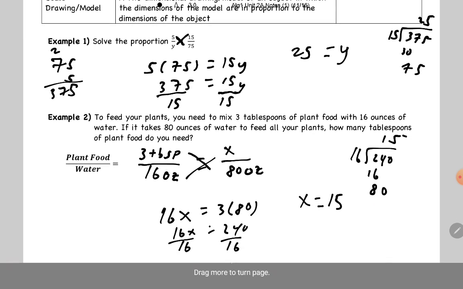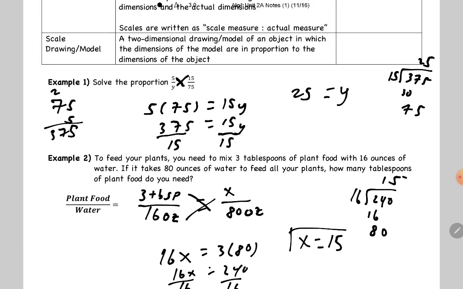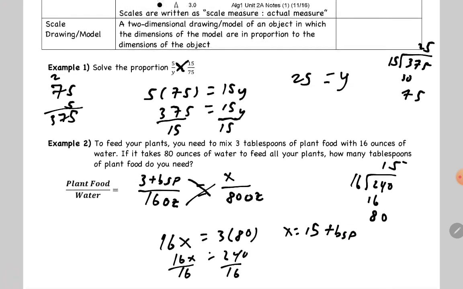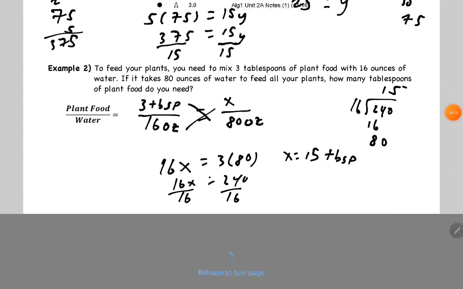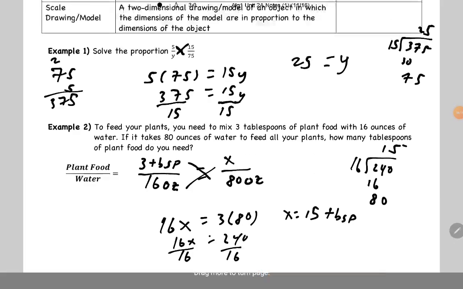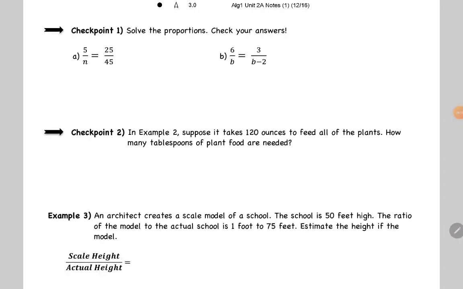Okay, so that means you needed 15. Sorry, that's not the whole answer. x equals 15 tablespoons of plant food for 80 ounces of water. Solve proportions. Check your answers.